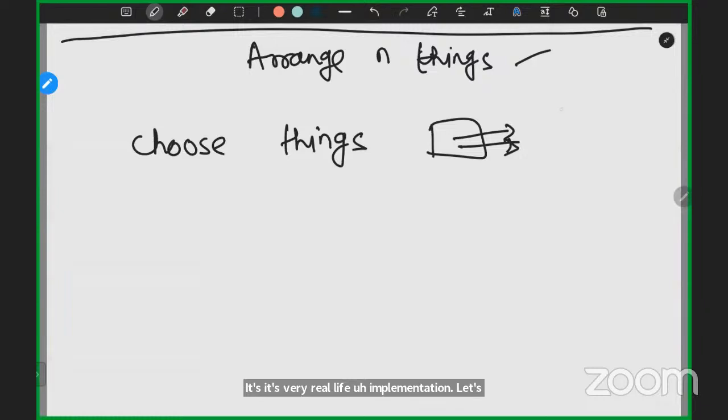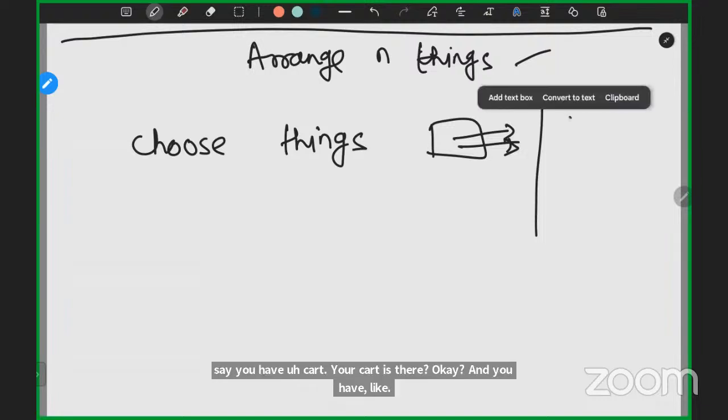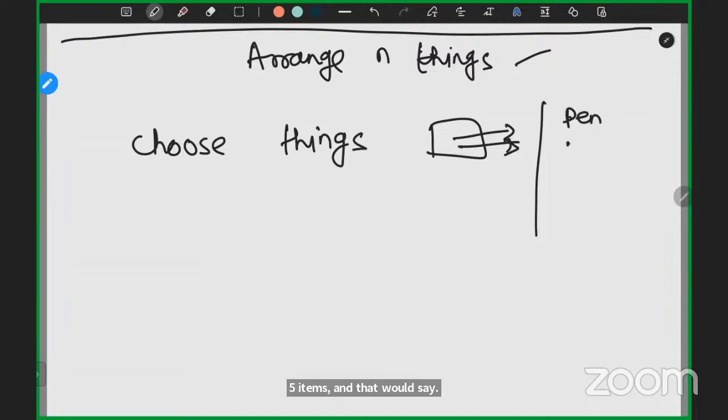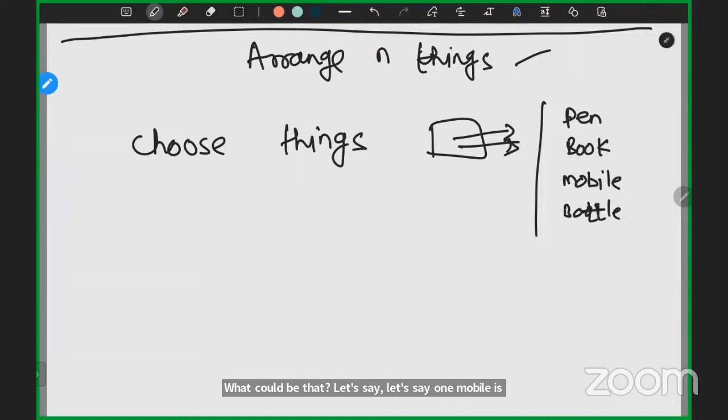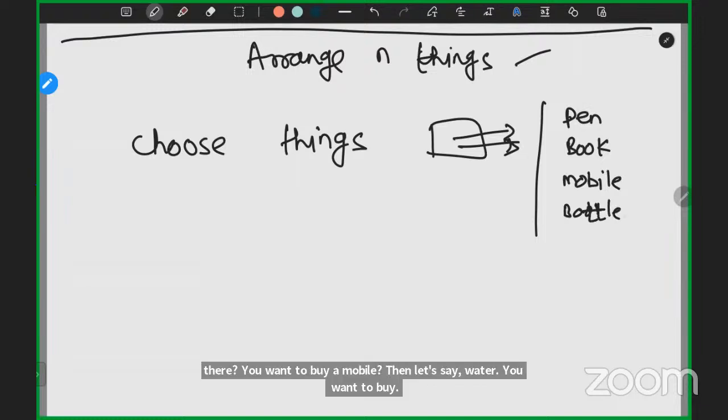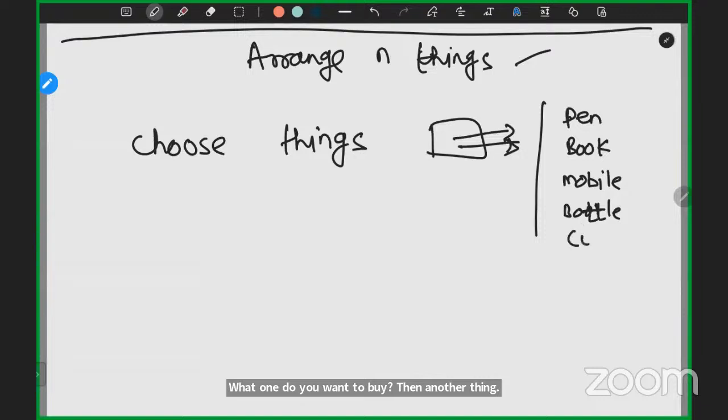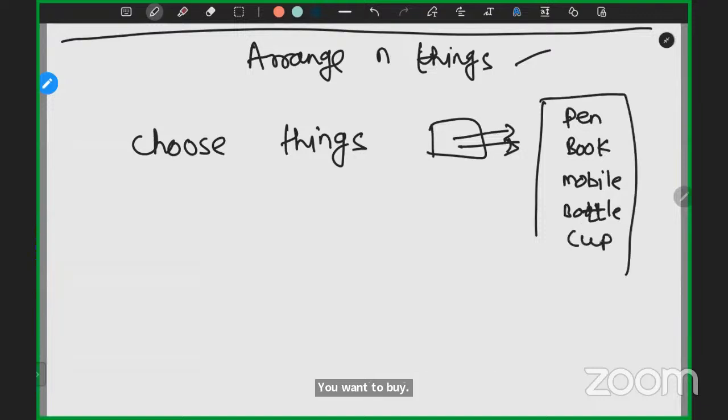Let's say you have a cart, and you have 5 items in it. Let's say a pen is there, a book is there, one mobile is there, you want to buy a mobile. Then a water bottle you want to buy. Then another thing you want to buy could be a cup. So these 5 items are there, right?